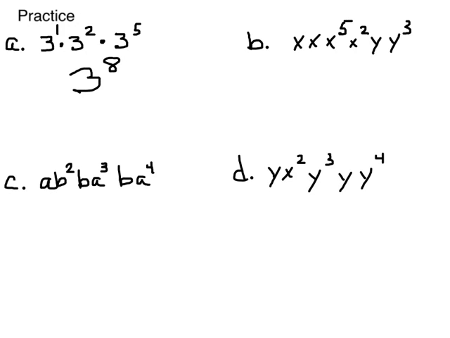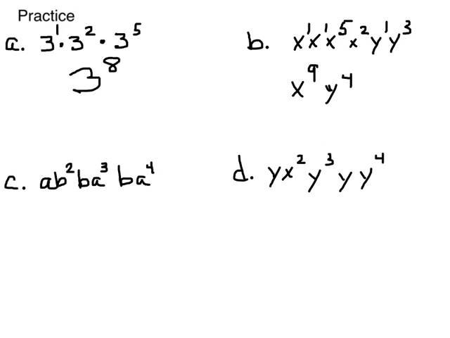All right, now in B, I've got letters, which stand for numbers, we know. So I've got x has 1 here, another one there, that's 2. 5 here, 2 plus 5 is 7, plus 2 more is x to the 9th. And then y, I've got 1 here and 3 here, so I have y to the 4th power.